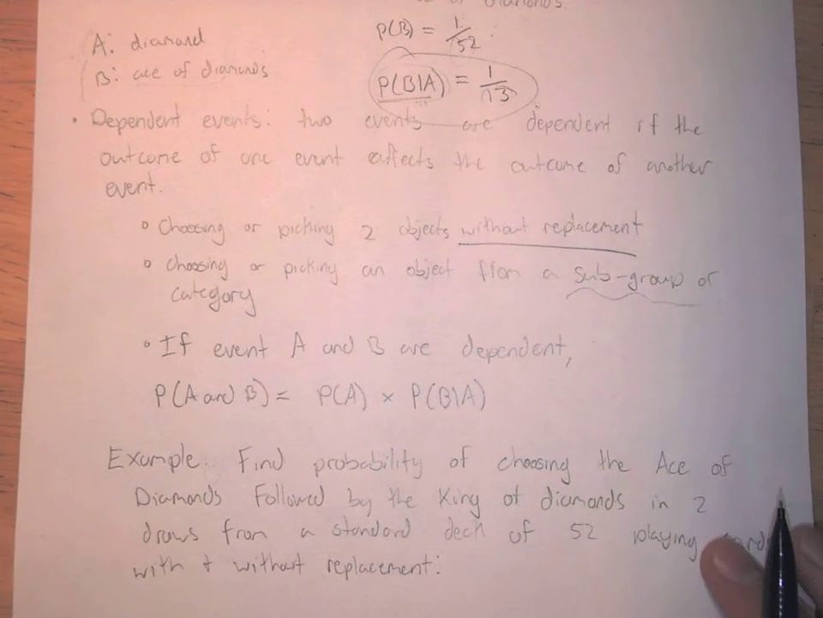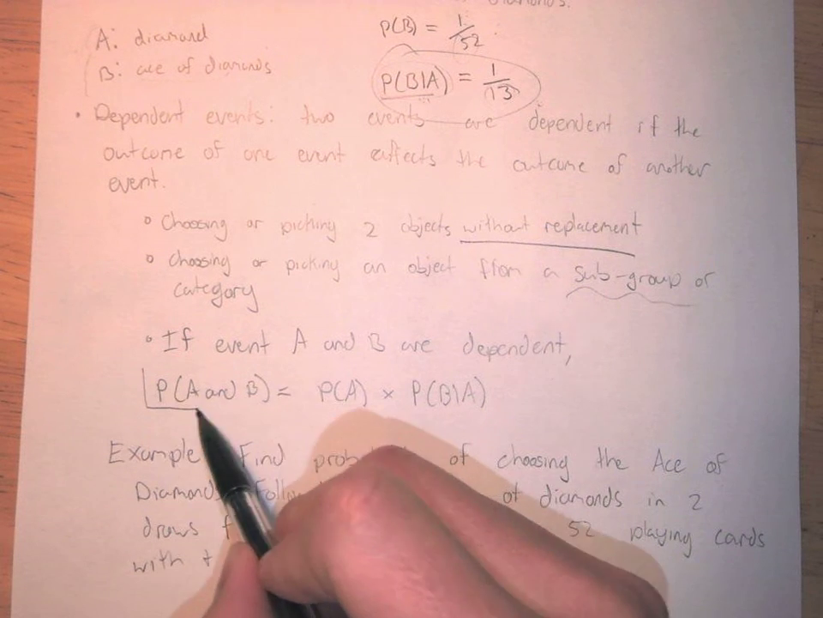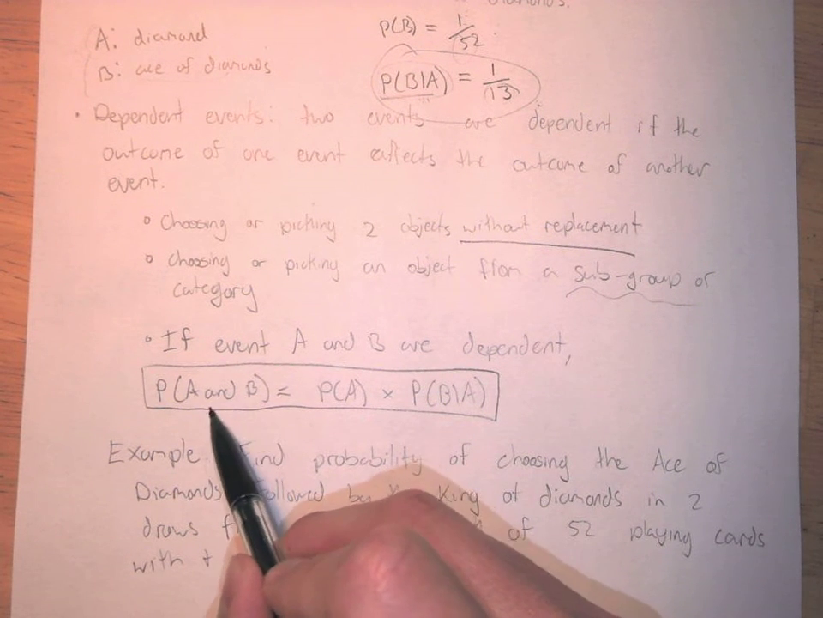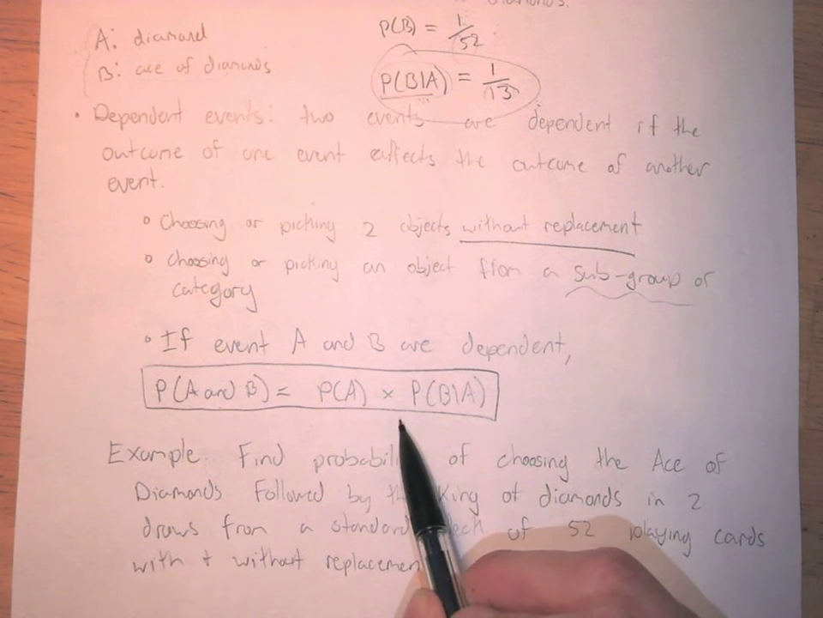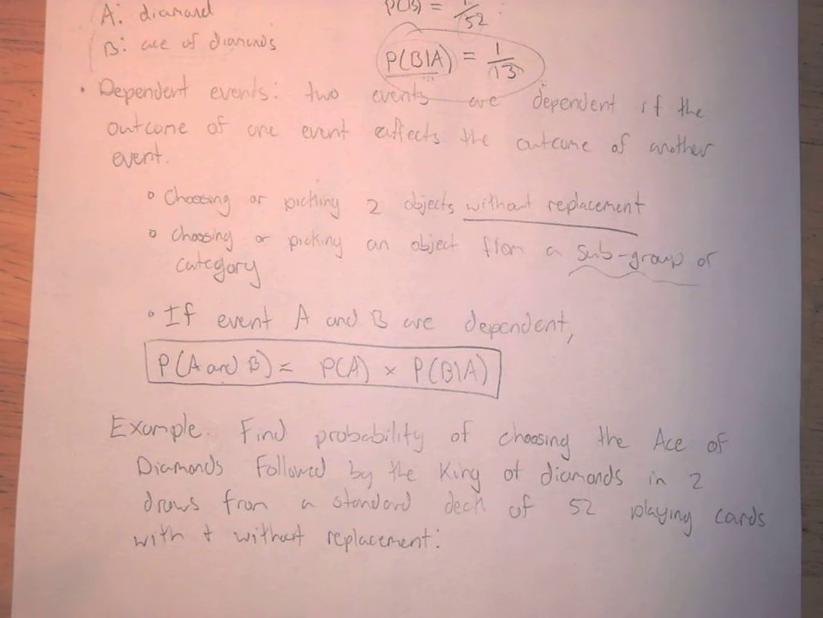Okay, one thing to keep in mind and to compare and contrast is that we have a different formula for the probability of two events happening with the "and" if the events are dependent. So this is very similar to the formula that we had originally for A and B, but the difference is that this piece is different.